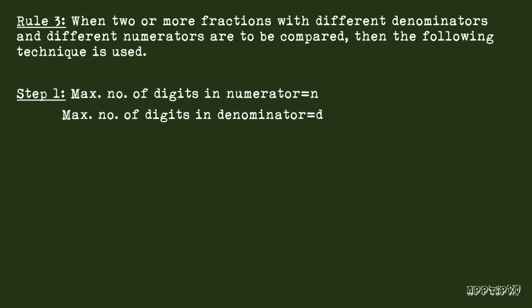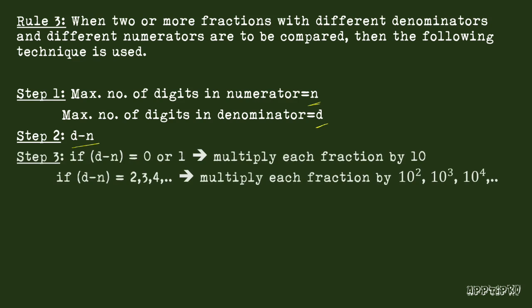First step is you have to find the maximum number of digits in the numerator. Consider it as n. Next, find the maximum number of digits in the denominator and let that be d. Next step is to find the difference, that is d minus n.